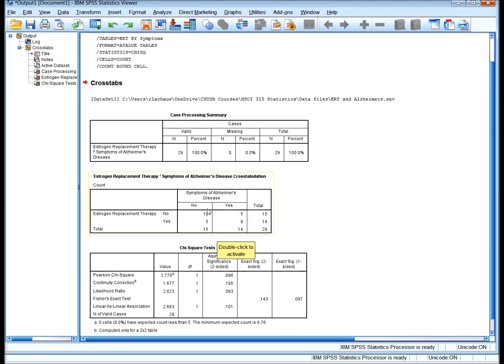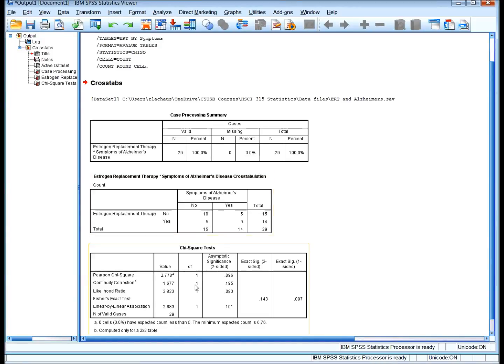In the cross tab, you can see there are 10 subjects who had no symptoms and did not use estrogen replacement therapy. You can see there are 5 subjects that do have symptoms of Alzheimer's disease and did not participate in ERT. There are 9 people that have clinical signs of Alzheimer's and participated in estrogen replacement therapy, and there are 5 that have no signs of Alzheimer's and participated in estrogen replacement therapy.